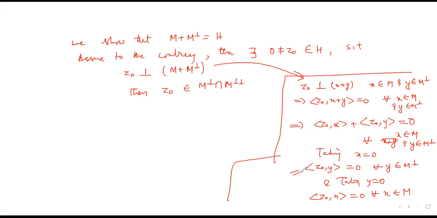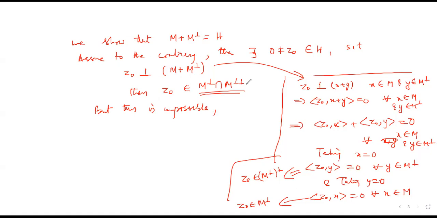So from this we got that z₀ must then belong to M perp perp, and from the other, z₀ belongs to M perp. It means that z₀ belongs to their intersection, right? But this is impossible. Why is that impossible? A vector cannot be non-zero and belong to the subset and its perp, because it would have to be orthogonal to itself, and only 0 is orthogonal to itself, and we said z₀ is not equal to 0.